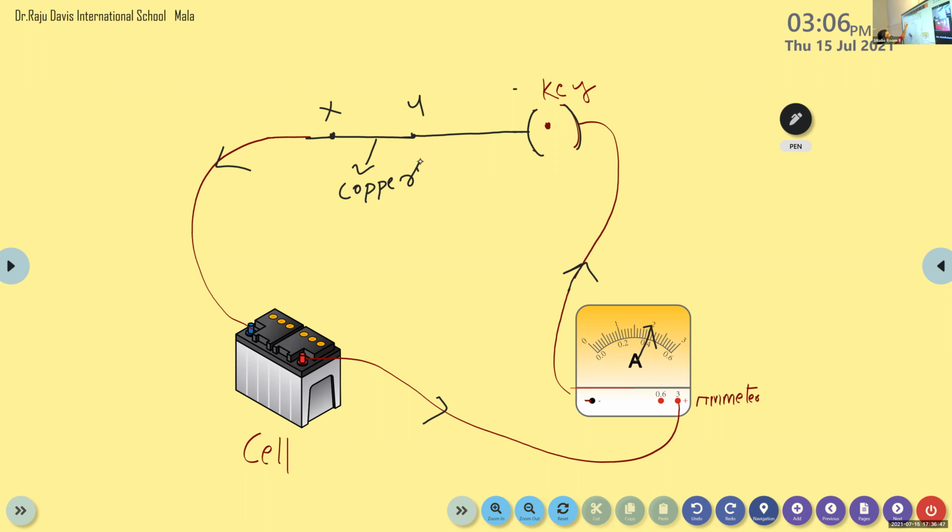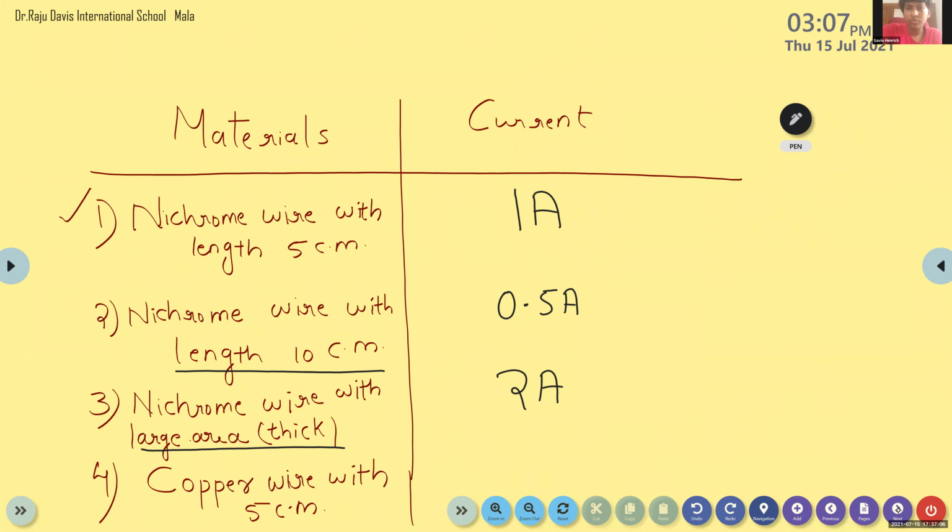When we connect this copper between the gaps X and Y, the current starts to flow through the circuit, and during this time the ammeter is pointed towards here. What is the reading of current? It is 3 ampere. So when we connect copper wire in the gap between X and Y, we get another value of the current, that is 3 ampere.